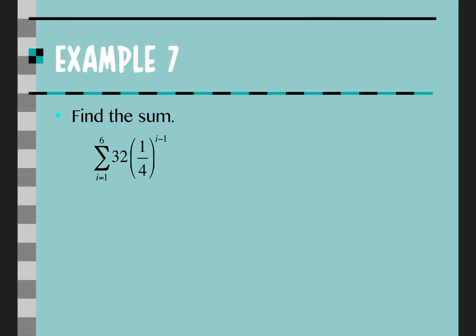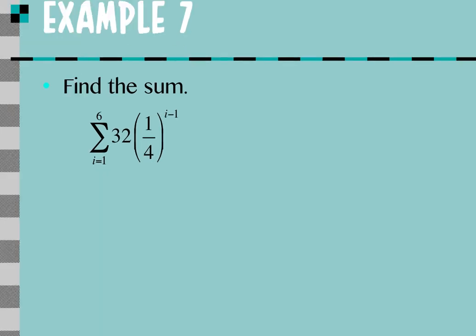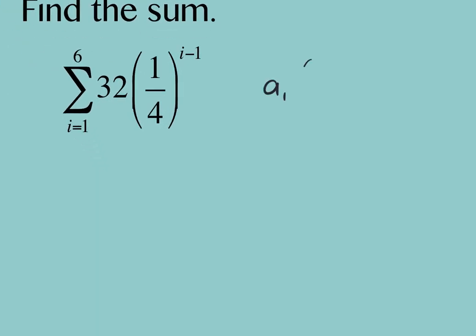All right, example 7, find the sum. So first of all, if these are looped in with your arithmetic ones, you have to know that this guy is geometric, okay? Easiest way to spot geometric is the exponent. If it's arithmetic, it could just be like an n plus 4, like an i plus 4, or it could be 2i plus 4, something like that. That would be arithmetic. This is geometric because we raise it to a power. So my equation is a1 times 1 minus r to the n over 1 minus r.